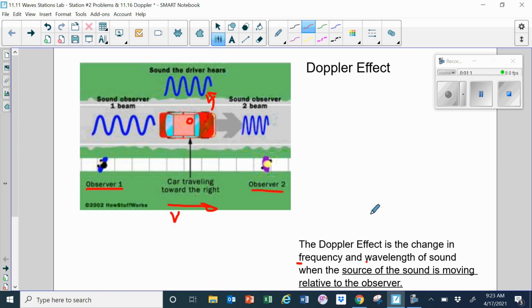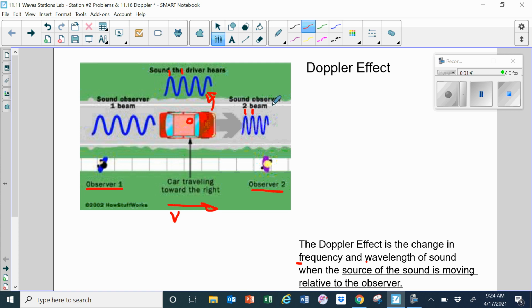So for the effect to occur, you need a moving source of the sound. And that's the key, okay? So we've got this car, it's moving forward, moving to the right. You've got observer 2. Here's the wave that's being created by the siren, okay? So if you notice what's happening in front of the car is that as the car is moving, the wavelet that the siren is creating, or the sound that the siren is creating, you notice that the wavelength is getting shorter.